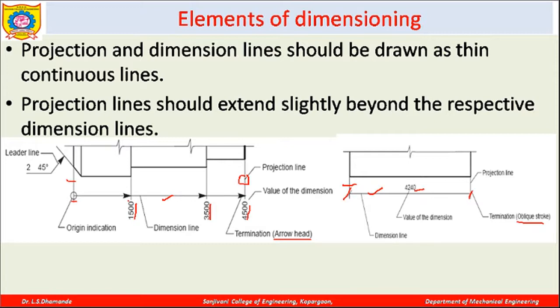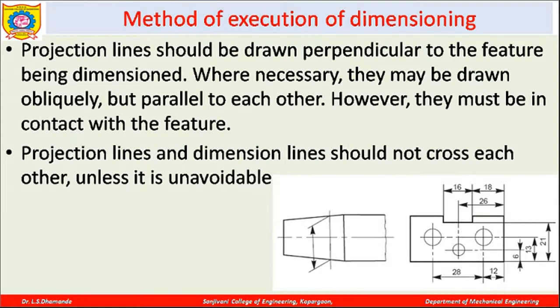Now we'll discuss the method of execution of dimensioning. Projection lines should be drawn perpendicular to the feature being dimensioned. Where necessary they may be drawn obliquely, but they should be parallel to each other. In this case you can see that the dimension is shown with lines drawn obliquely, but they are parallel to each other. However, they must be in contact with the feature. You can see that this is in contact with this particular feature.